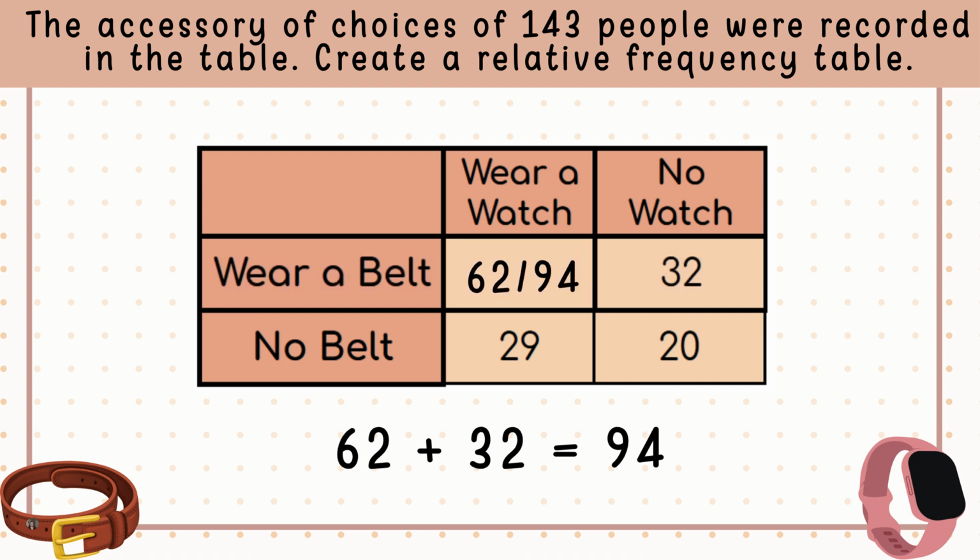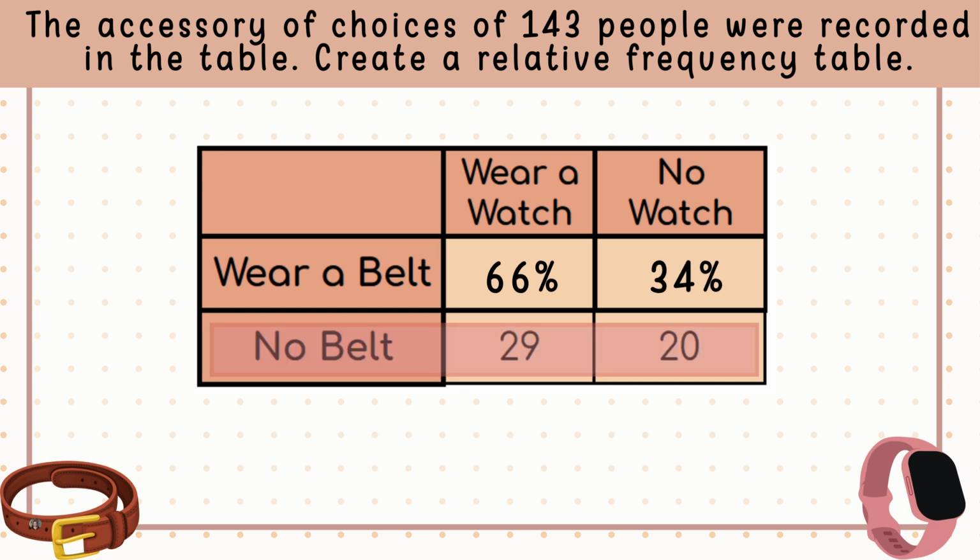Now we'll divide this 62 by our total of 94. This gives us 0.66, which is the same as 66%. Now we'll divide the 32 by our total of 94, which gives us 0.34, or 34%.